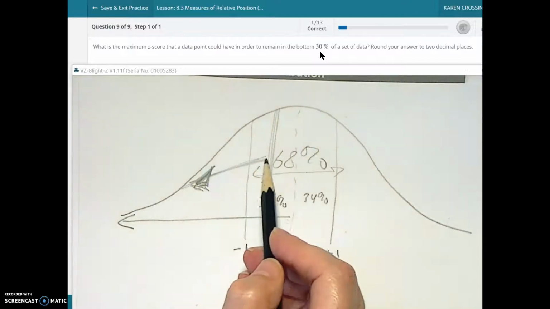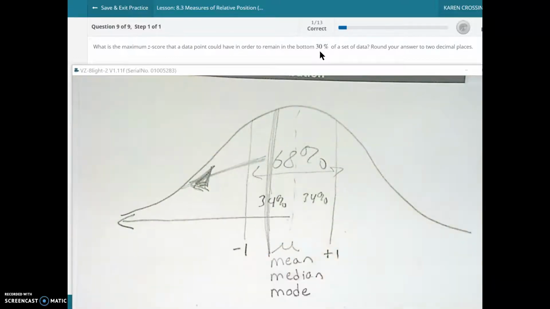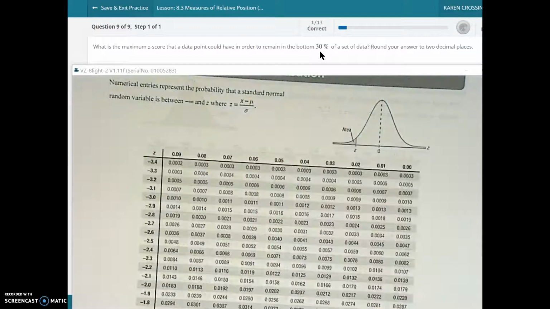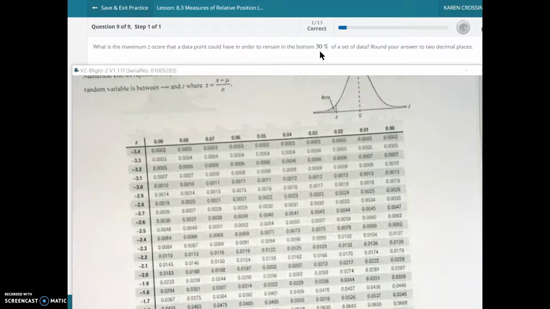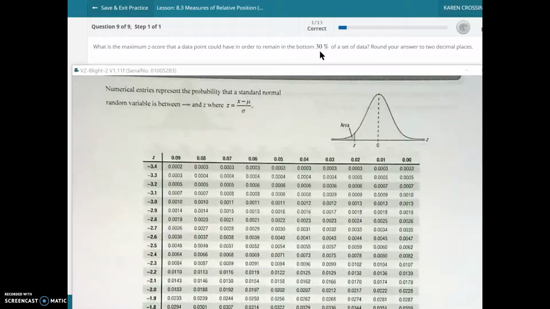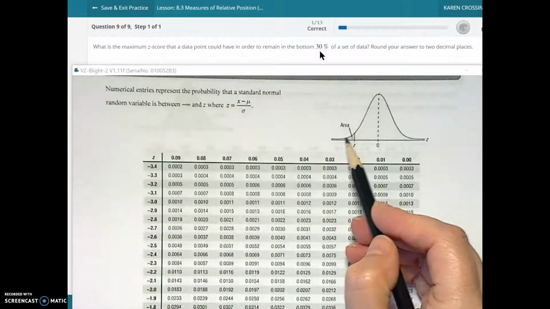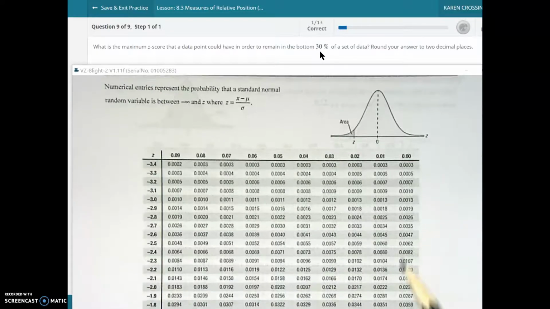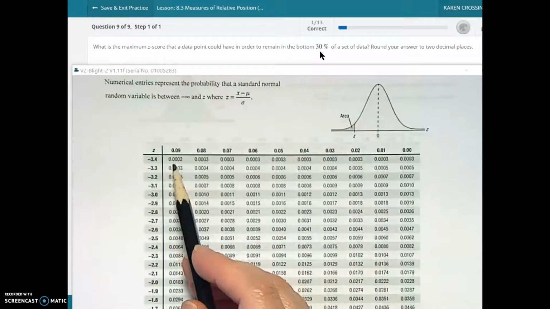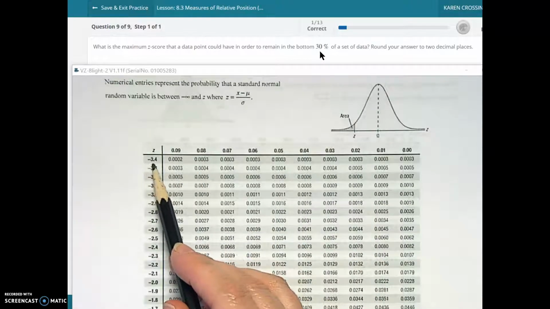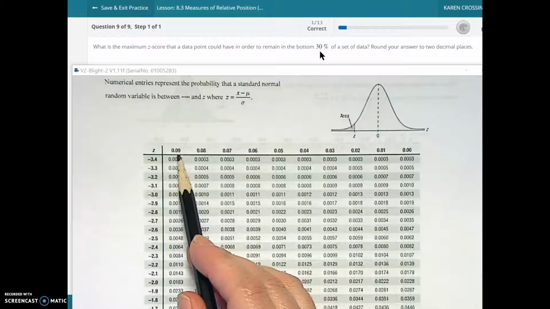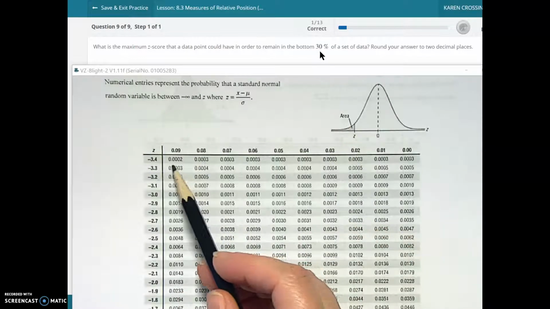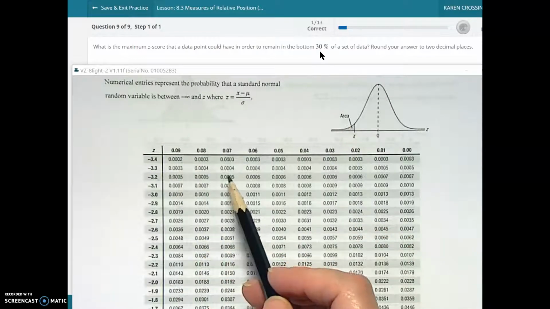So we're looking for the lower 30%. What do we need to do to stay in the lower 30%? We're going to look at this normal curve table that tells you the percentage below a certain z-score. So we want to be below 30% for this problem. If we're at negative 3.49, really way far over here, only a very, very small amount of data is there.